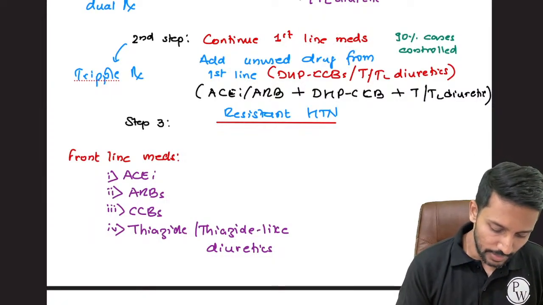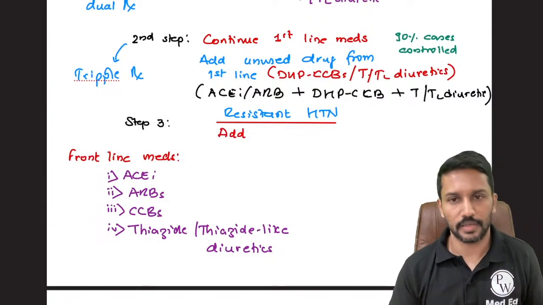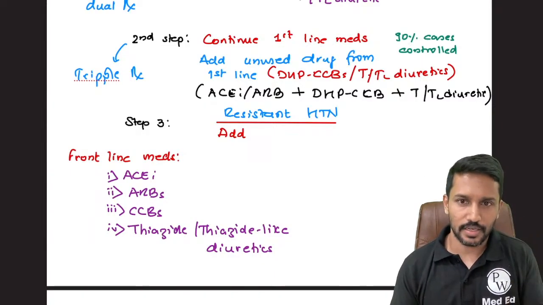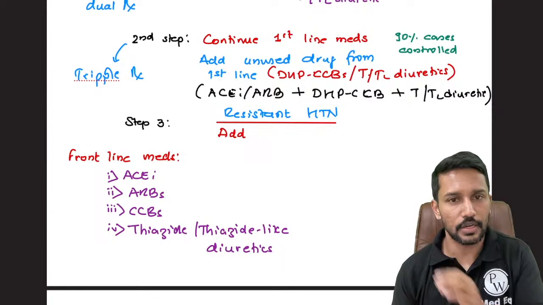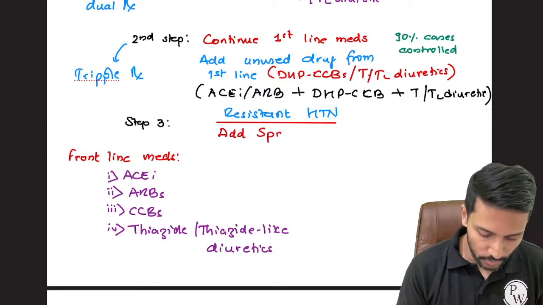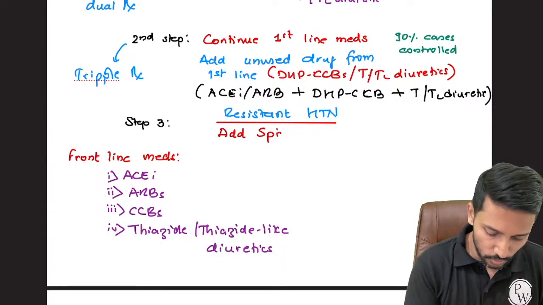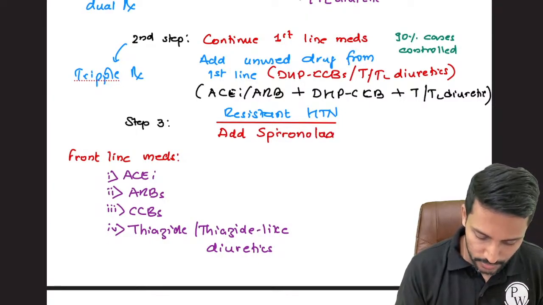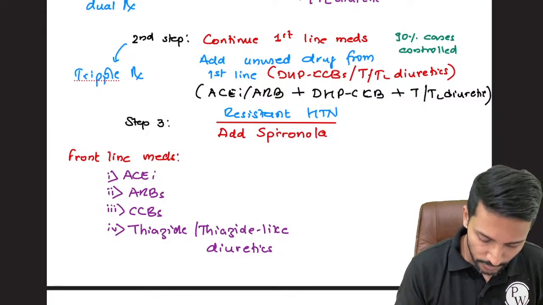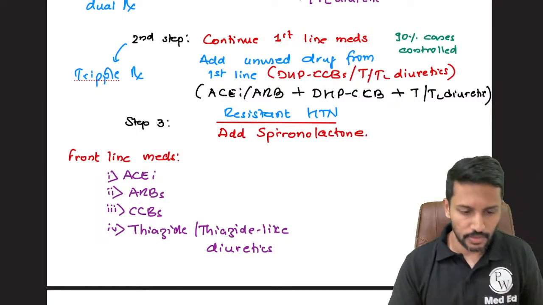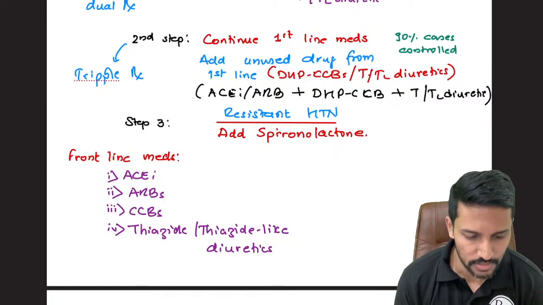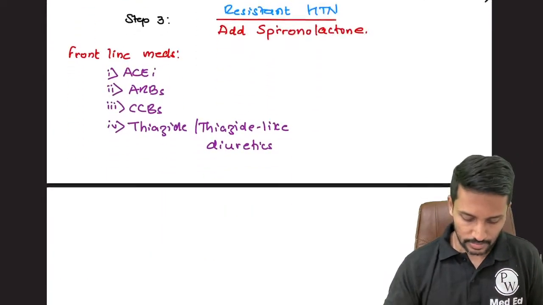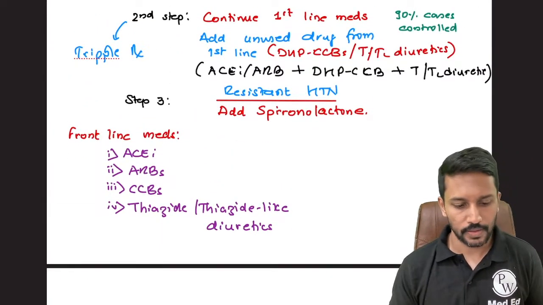So in the third step, we will add. Again, I'm mentioning add. That means we'll continue with the first line medications, whatever we had started. Whatever we had reached at the second step, the 3 drugs will continue, but we will add spironolactone. In fact, there was a question in one of the exams asking what is the drug of choice for resistant hypertension. The drug of choice for resistant hypertension, as Wazir and Avinash mentioned, will be spironolactone, right? This is going to be our approach.